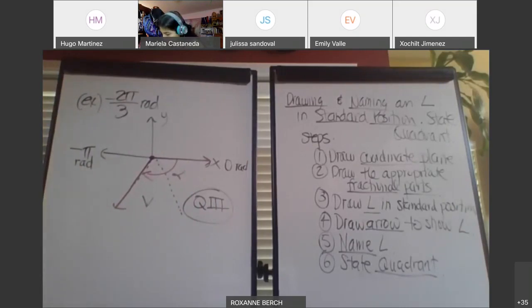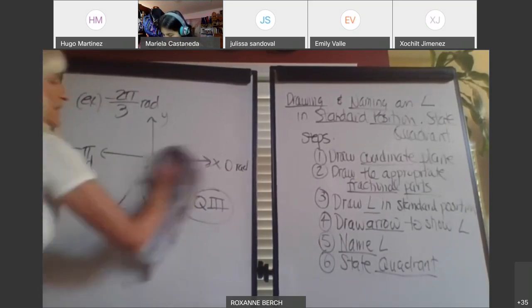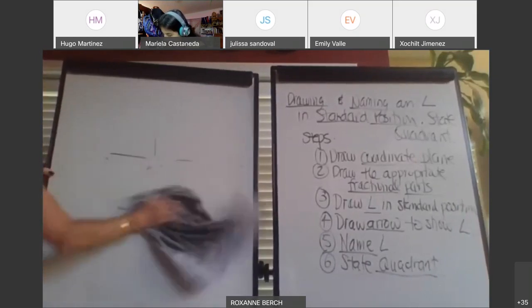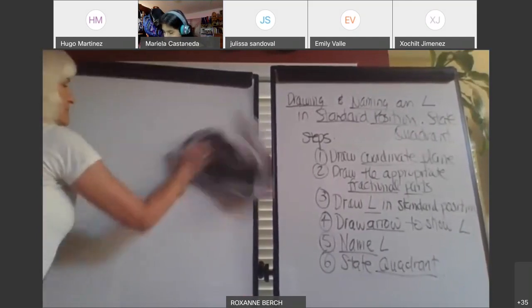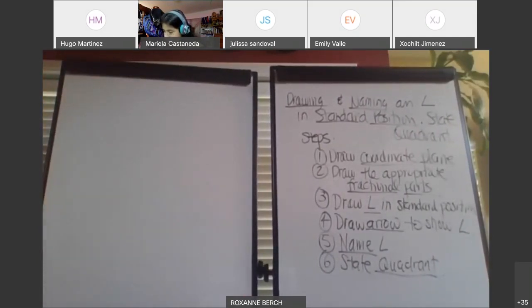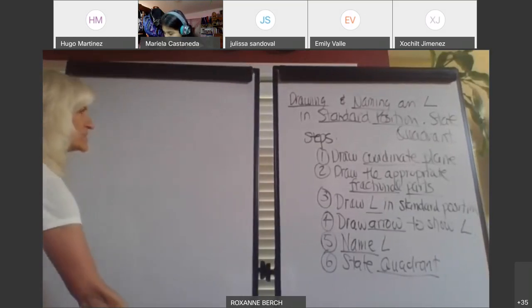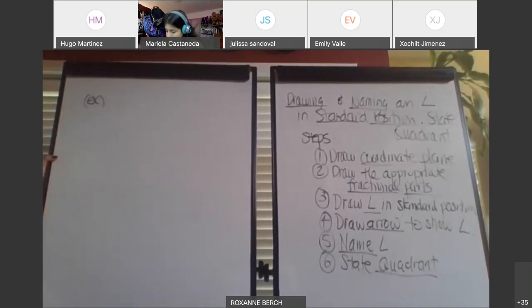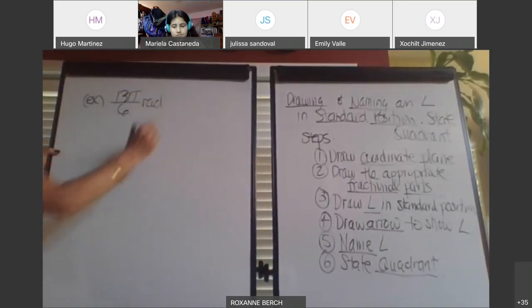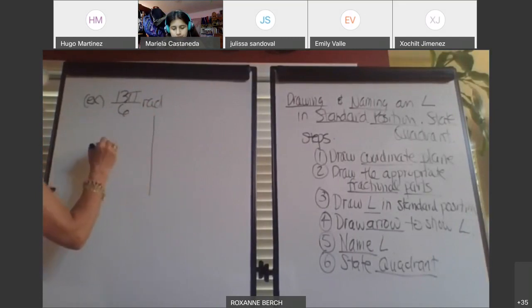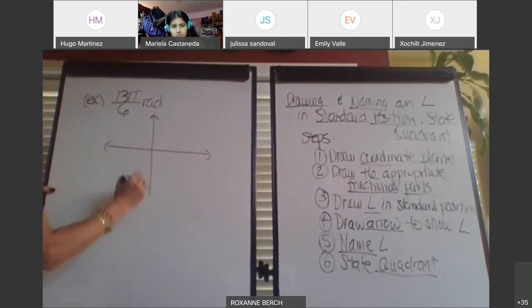I'm going to do one more where I'm going to show you where this is leading. Let's do something a little more interesting. How about this one? 13 pi over 6 radians. So first of all, it is a positive angle, counterclockwise rotation.